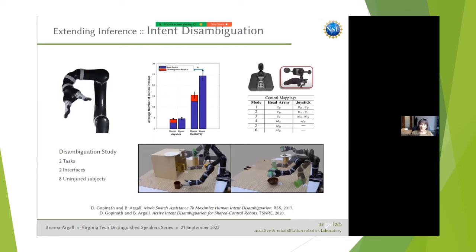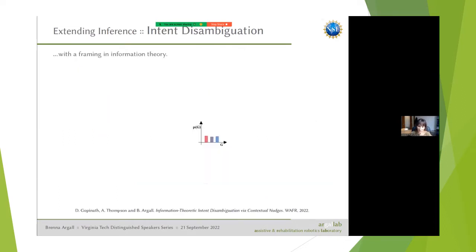So I'll mention that the way that we were performing disambiguation, the way that we were reasoning over the control modes to see which would maximally disambiguate the human's intent, was a heuristic process. In more recent work, my student Deepak framed all of this within information theory. First, let's say we're starting out with this distribution over goals. We've got 3 goals, their probability is each a color on this bar graph, and here we have a belief distribution over the goals. For this particular distribution, the entropy of that belief distribution is high.